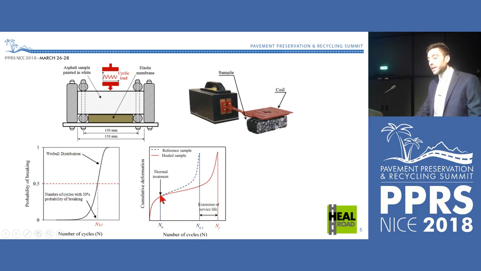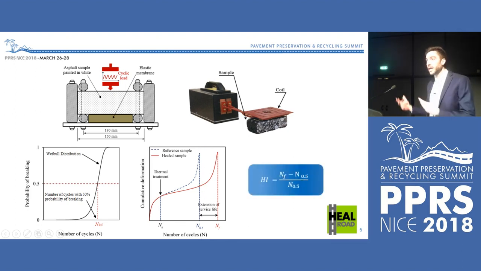If I apply a healing process at a certain number of cycles, the sample is going to last a bit more. This extension of service life divided by the reference value is what we call the healing index, but now in terms of fatigue life. So if the healing index is 30%, for example, we are saying that we are extending the service life 30%, with respect to the reference fatigue life without any healing.